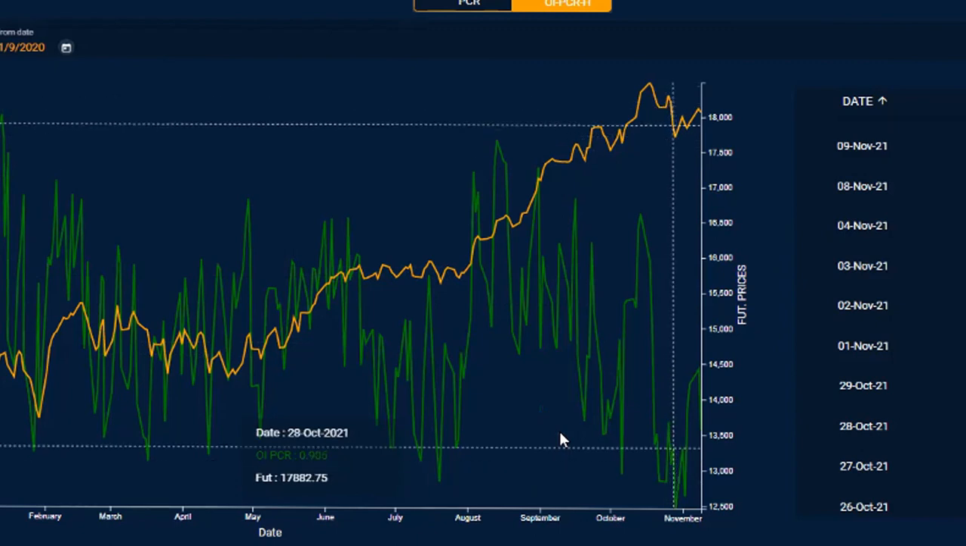But generally what one can do is just try to consider a level of 0.7778. Whenever PCR comes around that, try to be cautious while selling further. If you want to take a fresh trade, try to go ahead with a spread.